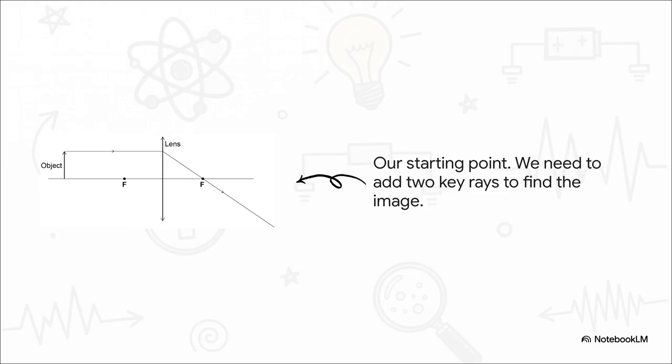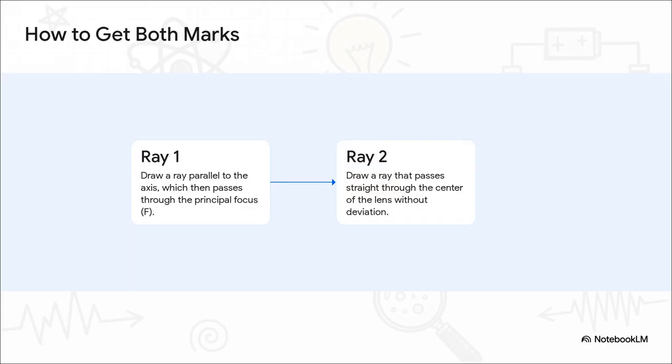It's our starting point. And really, to find that image, you only need to draw 2 very specific rays of light coming from the top of the object. Where they cross over, well, that's where the magic happens. That's where our image will be. So how do we bag both of those marks? It's actually a pretty straightforward 2-step trick.